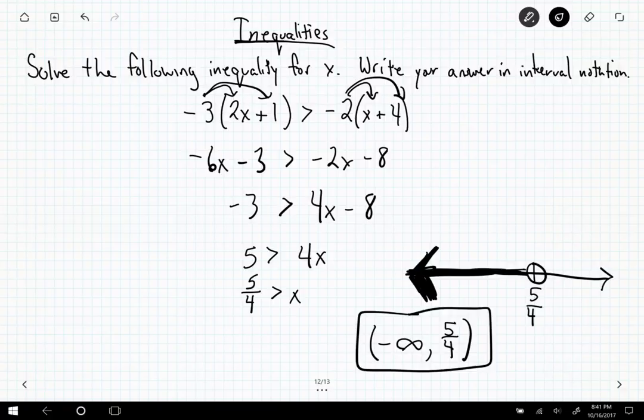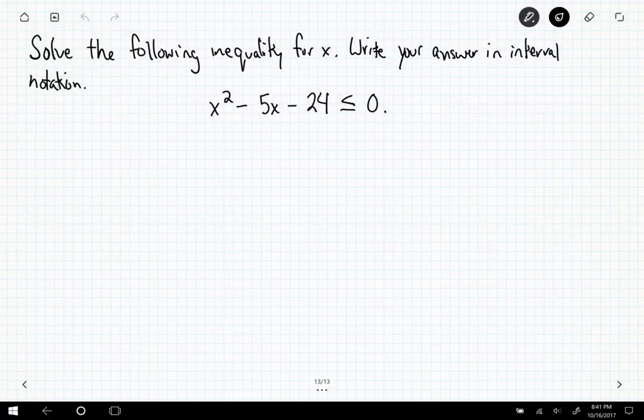Alright, moving forward. Solve the following inequality for x. Write your answer in interval notation. So we have x squared minus 5x minus 24 is less than or equal to 0. So the way to solve this, you kind of treat it the same as any quadratic. If possible, you factor. And that's what we will do here.